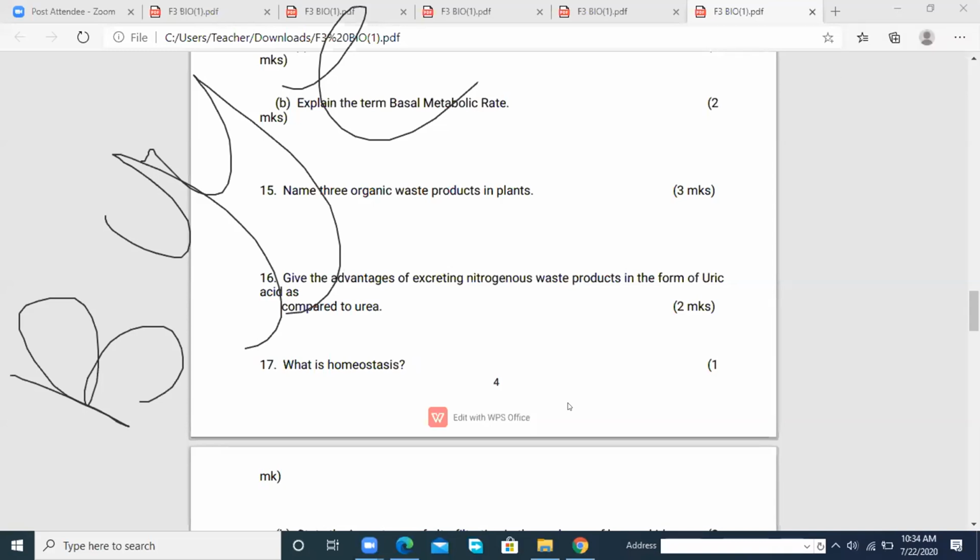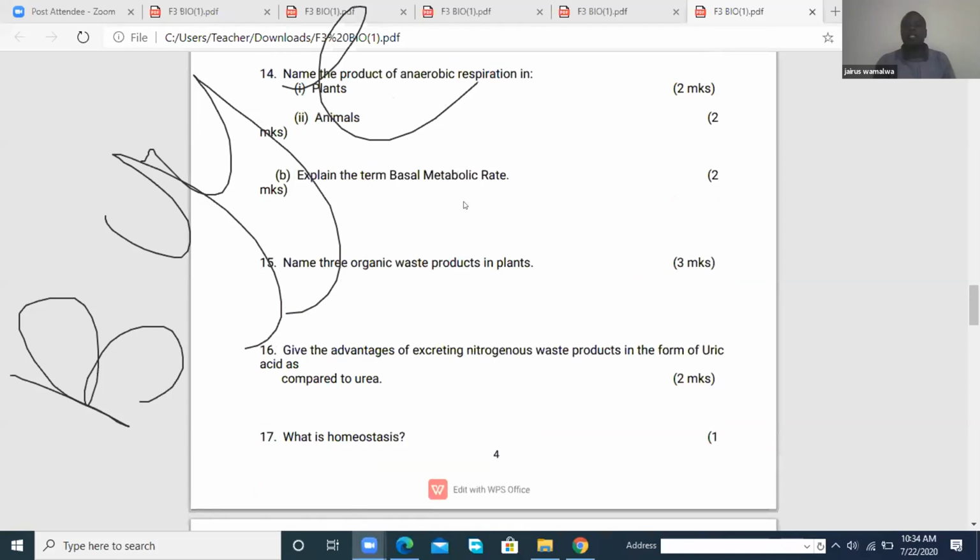It requires less amount of water to dissolve the uric acid as compared to urea. Uric acid is easily soluble. It's not toxic, so it requires very little water to be excreted since it's more soluble. But urea is more complex, so it requires more water to dissolve before it is excreted.